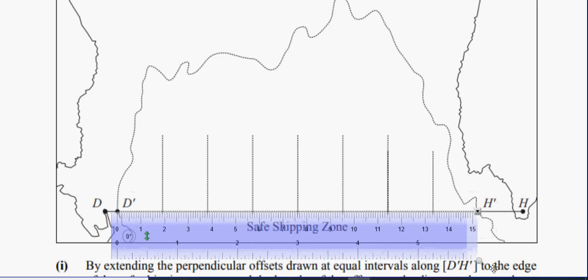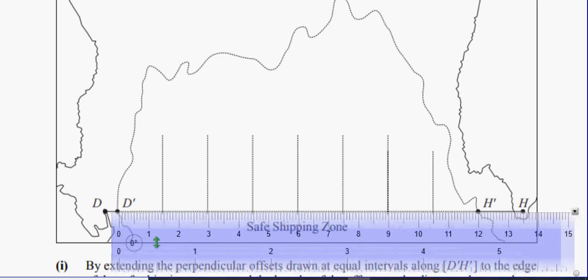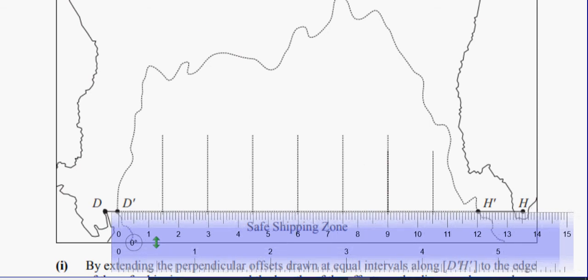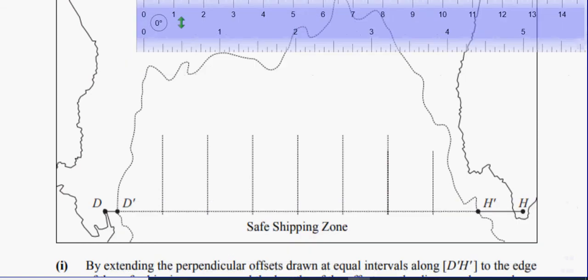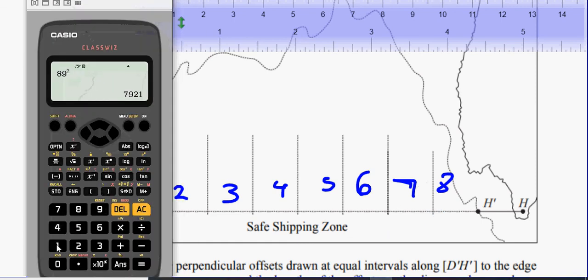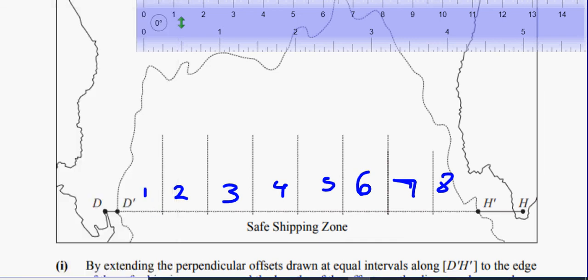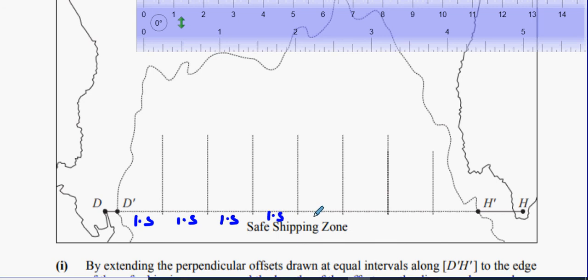Is it 12 centimeters? So that means if I extend my ruler to here, that's 12 centimeters. Okay? So 12 centimeters across, how many zones are there? Zone 1, zone 2, zone 3, zone 4, zone 5, zone 6, zone 7, zone 8. So what's 12 divided by 8? 1.5. So would you say each one of them is 1.5? Okay, so you know your 1.5 value here. This is a trapezoidal rule question.